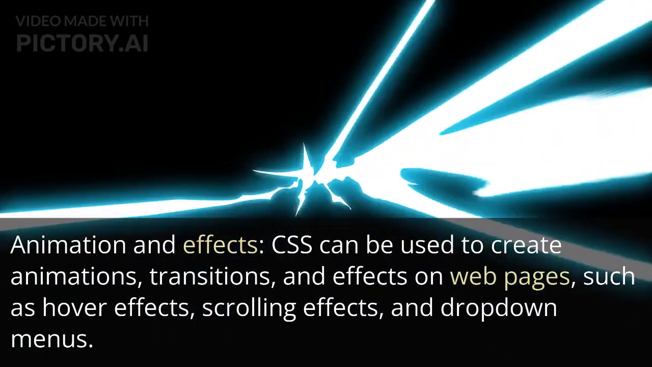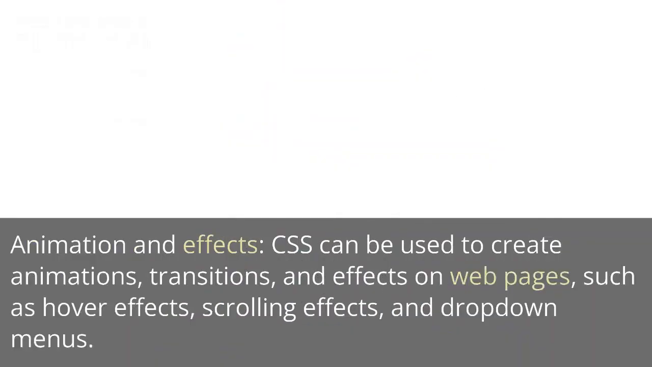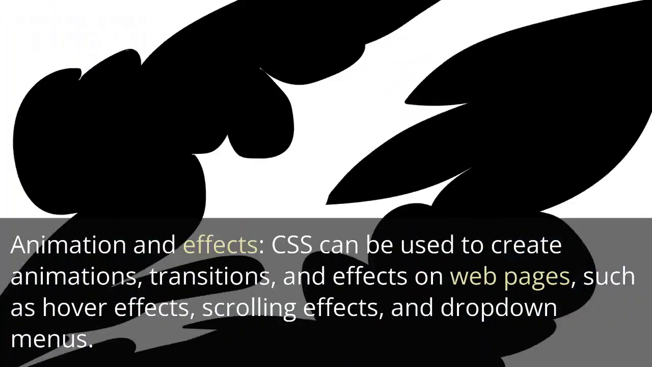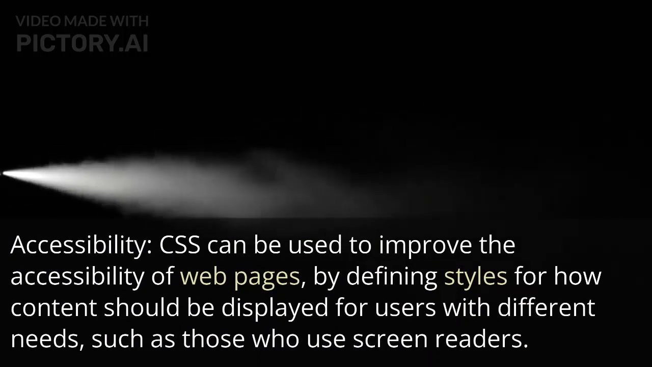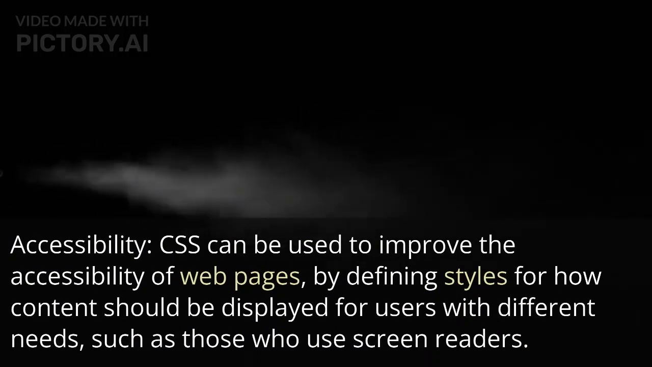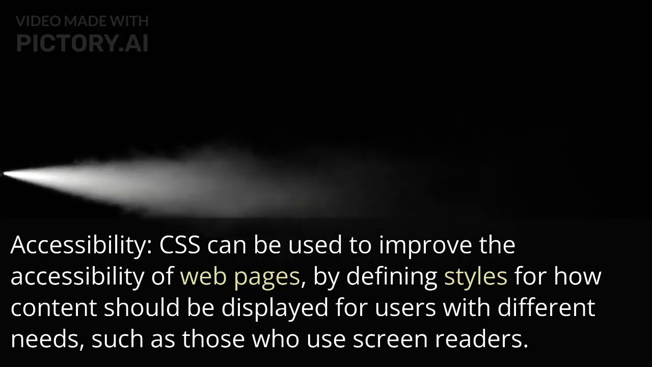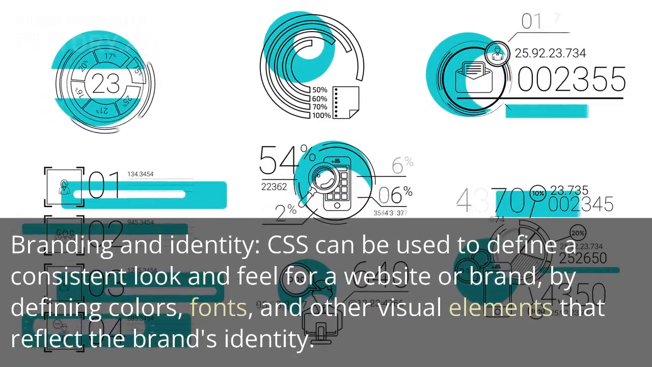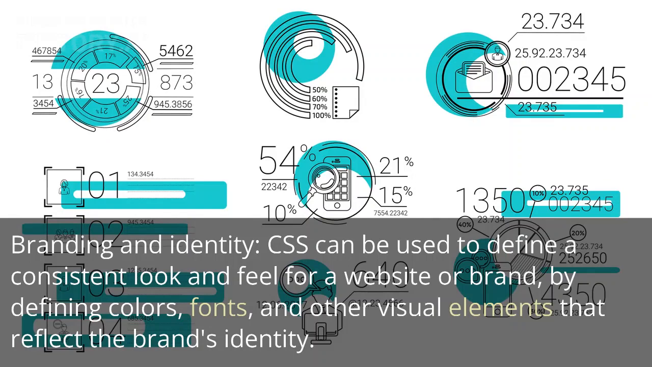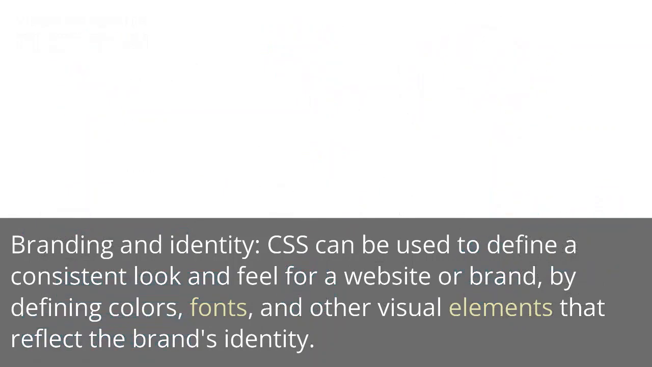Animation and effects. CSS can be used to create animations, transitions, and effects on web pages, such as hover effects, scrolling effects, and drop-down menus. Accessibility. CSS can be used to improve the accessibility of web pages, by defining styles for how content should be displayed for users with different needs, such as those who use screen readers. Branding and identity. CSS can be used to define a consistent look and feel for a website or brand, by defining colors, fonts, and other visual elements that reflect the brand's identity.